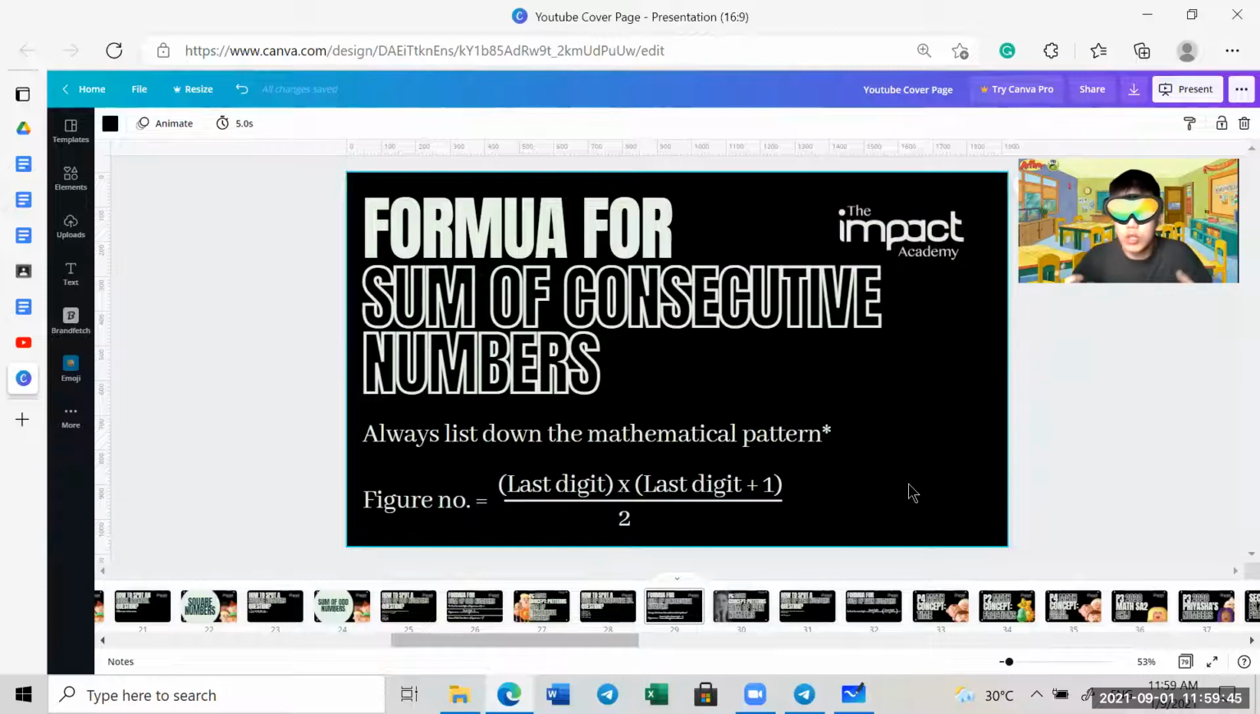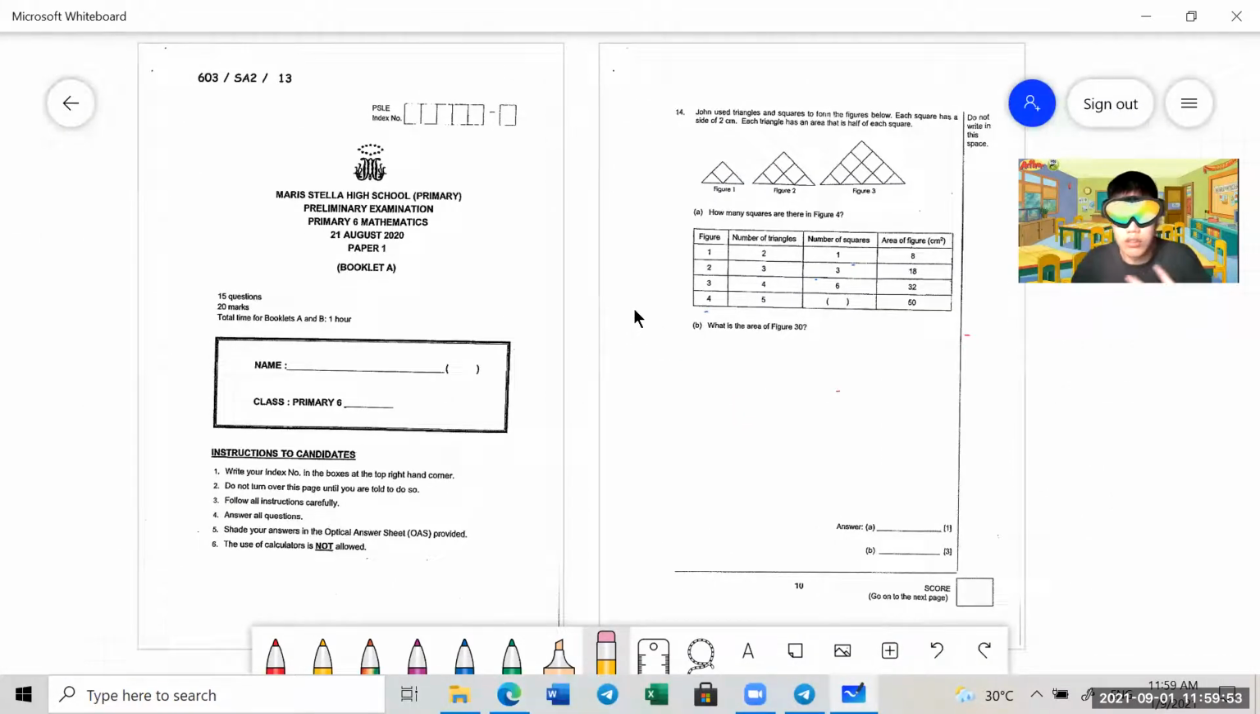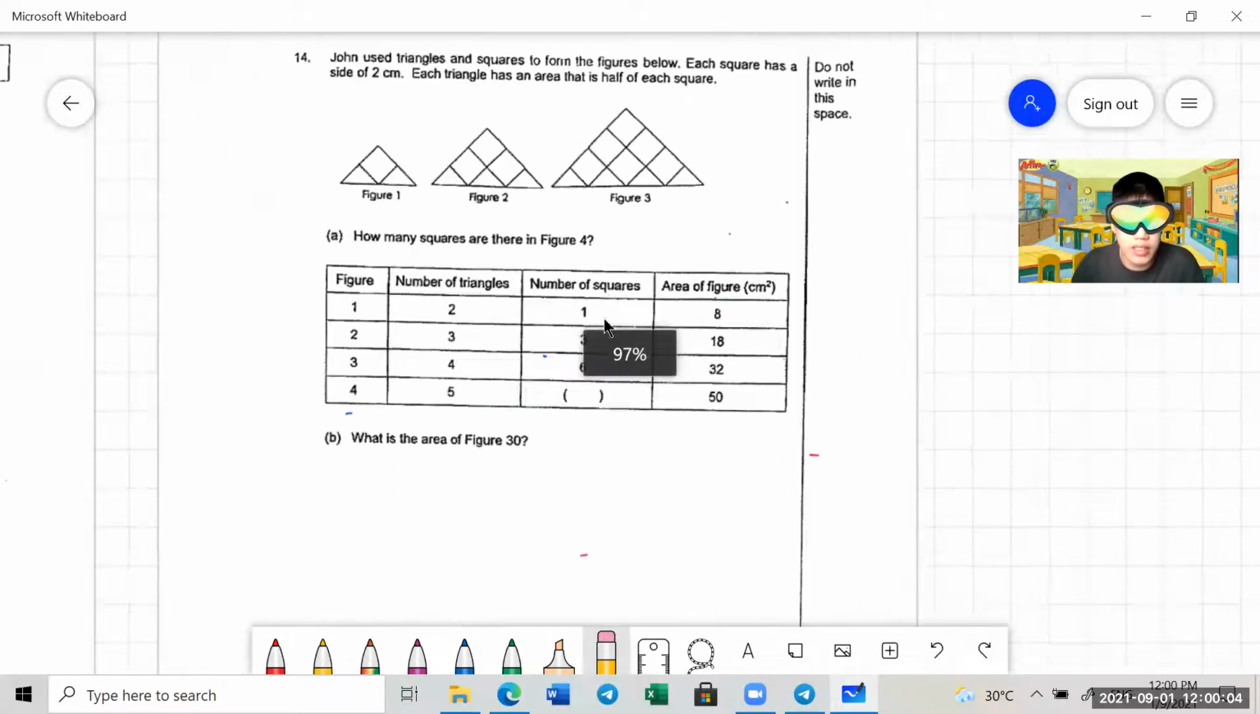So I'm going to use a question to solidify what I have talked about today for sum of consecutive numbers in patterns. The resource that I'm going to use is from Mary Stella, SA2, P6. Once more, P6 2020, SA2, Mary Stella. Let's take a look at this question.